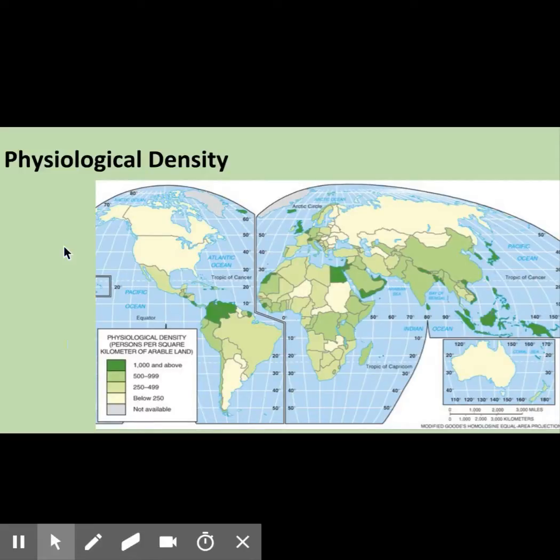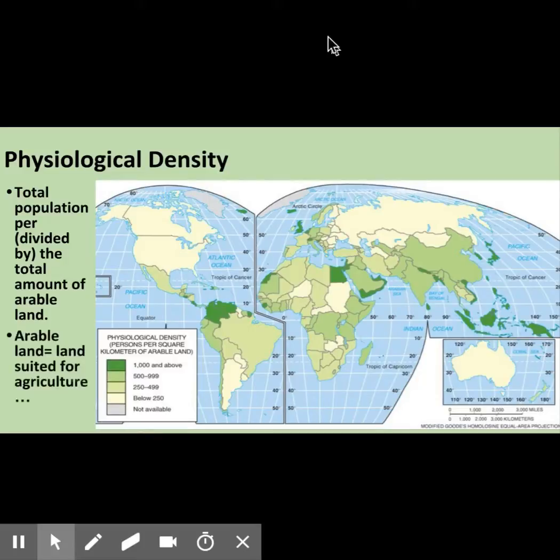measurement, which is physiological density. Physiological density is the total population divided by the amount of arable land. Arable land is the amount of farmable land in a place, or useful land as we as geographers are going to call it. It's what we can use for agriculture.